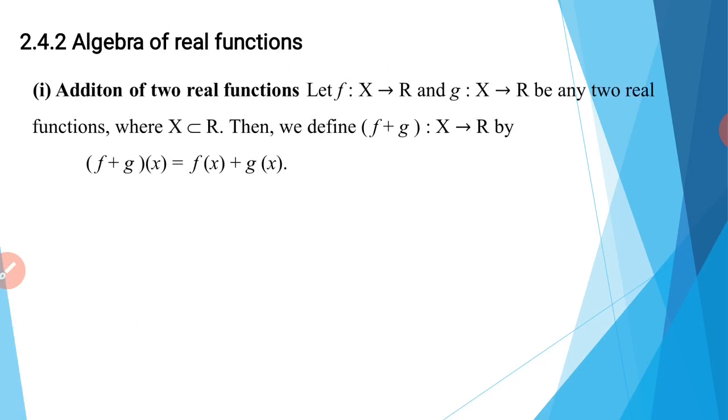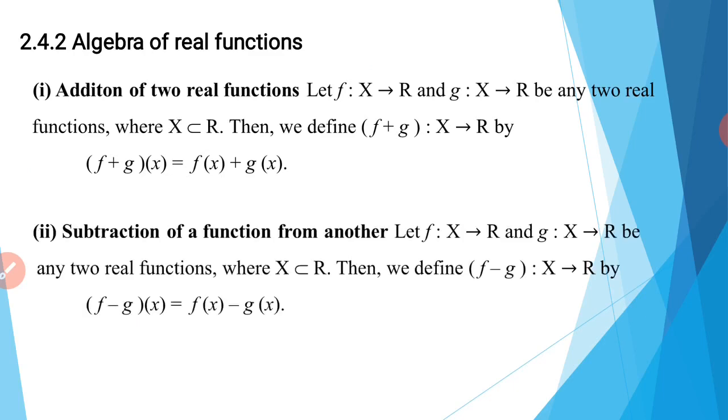Algebra of real functions. 1. Addition of two real functions. Let f: X → R and g: X → R be any two real functions, where X ⊂ R. Then we define f + g: X → R by (f + g)(x) = f(x) + g(x).